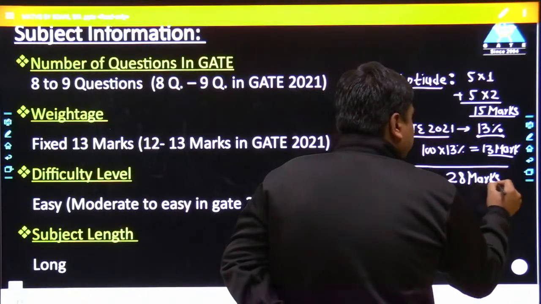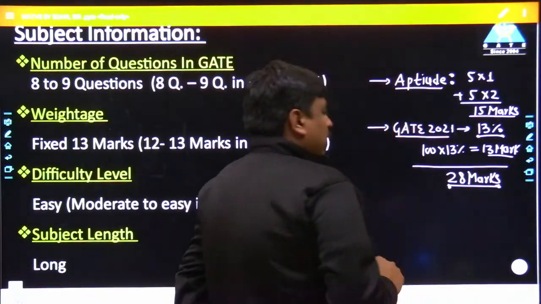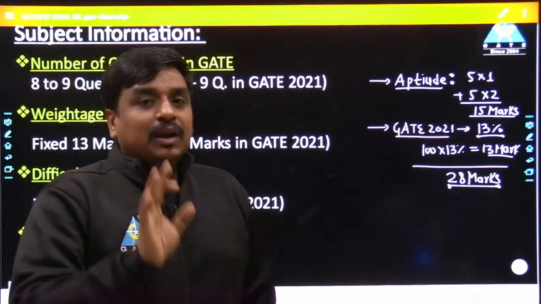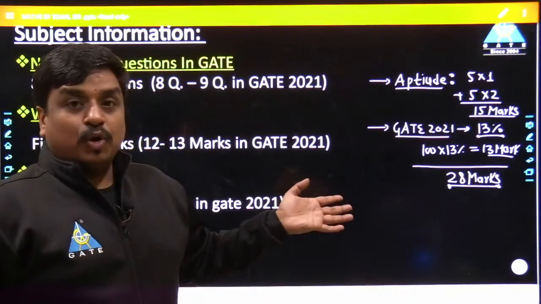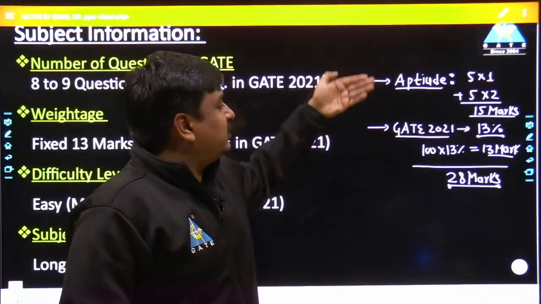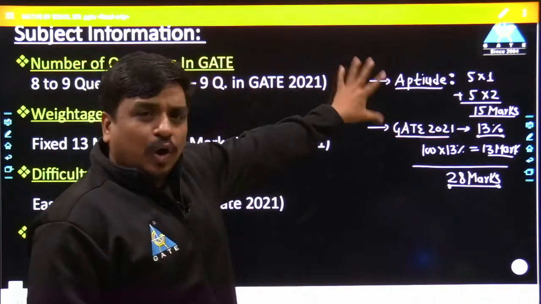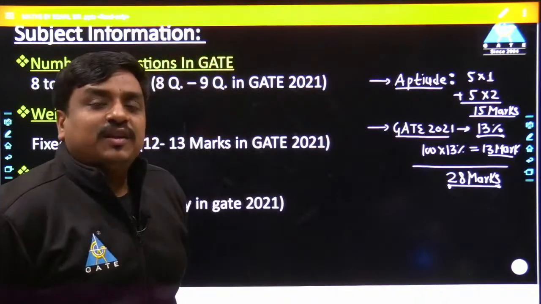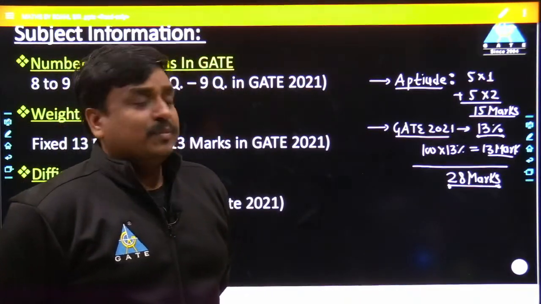And once you see the previous year cutoffs, you will get to know 28 marks used to be a safe score if the difficulty level of your GATE paper is somewhere moderate. That means such an important subject they have now become. Aptitude was already an important subject, but now engineering mathematics has also become a very important subject.